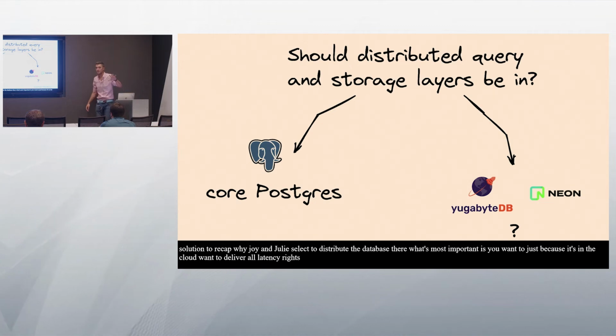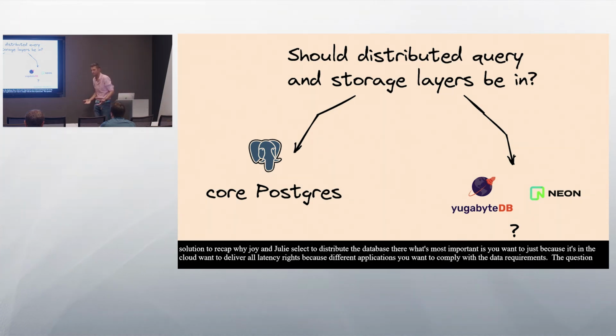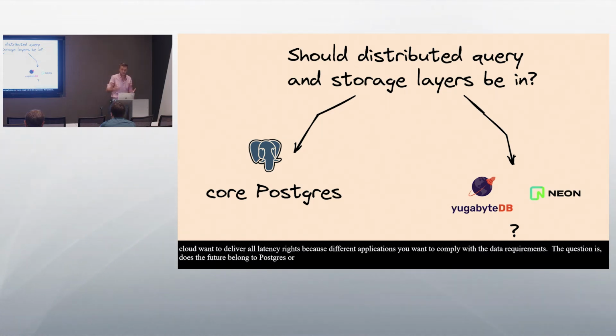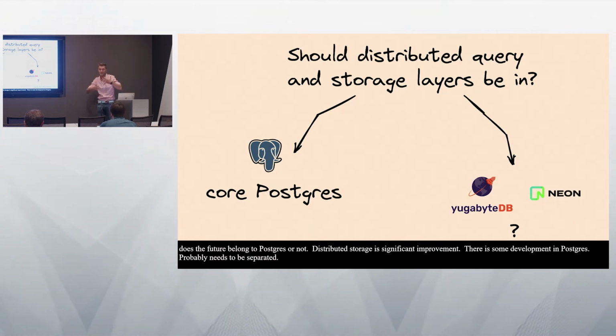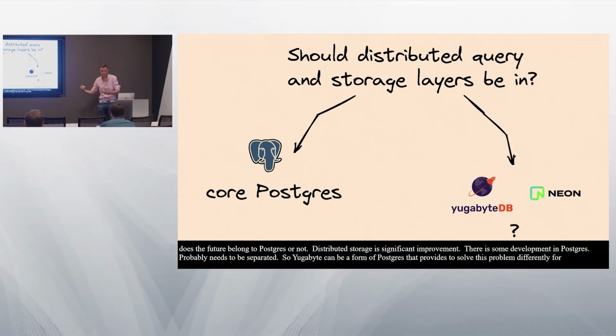The question is, does this feature belong to core Postgres or not? This is a good question because a distributed storage and query layer is a significant improvement. We heard from Bruce Momjian that there is some development in progress and there are different products. Or probably it needs to be separate. For instance, YugabyteDB and Neon are forks of Postgres that solve this problem differently for different use cases, and different companies come up with different solutions for that.